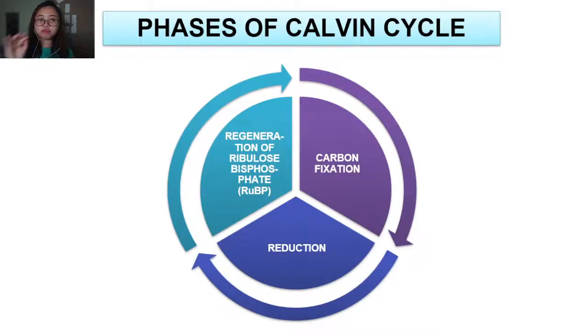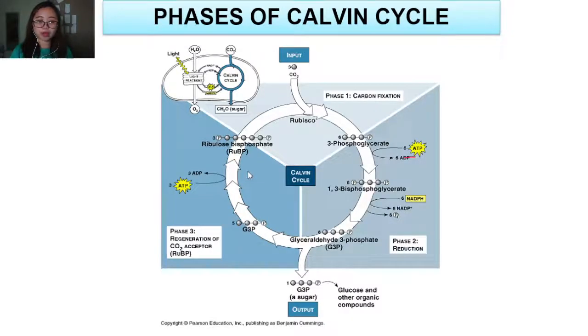Alright, so the phases of Calvin cycle. Calvin cycle can be divided into 3 phases. The first phase is carbon fixation, the second phase is reduction, and the third phase is the regeneration of ribulose bisphosphate, or RUBP. Don't worry, we're going to look at each of these phases one by one.